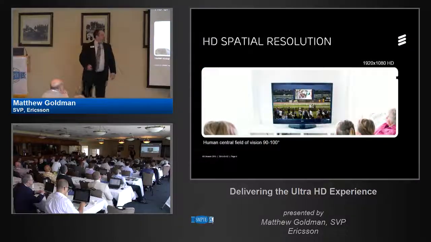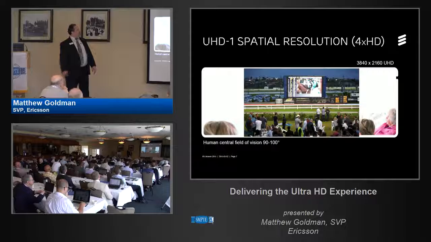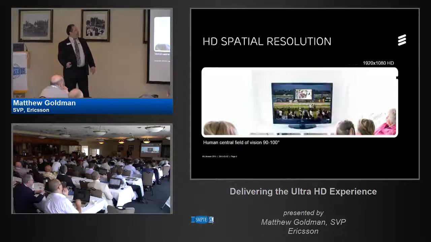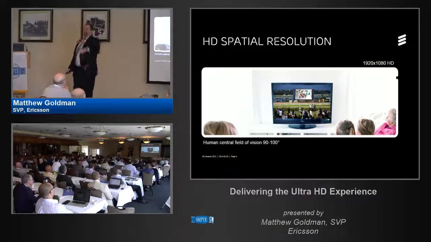So at HD, basically, and this is 1920 by 1080, you fill up about 1/3 of your central field of vision. With UHD, you fill up about 2/3. I hope you can see that you're more immersed in this. Now, of course, if you're in the back of the room, it doesn't matter how big I do this, you're not going to be immersed in it, right?